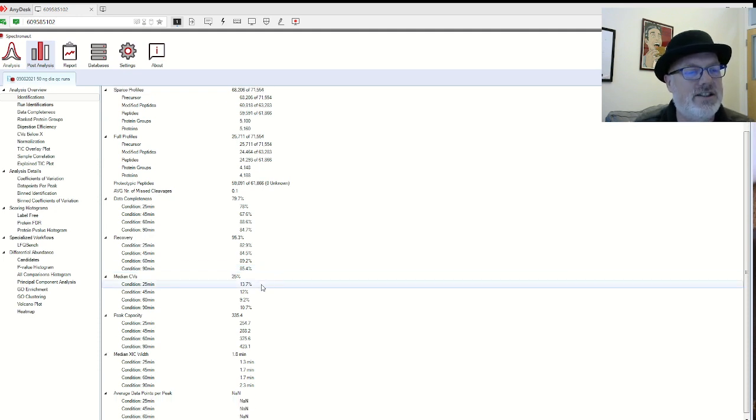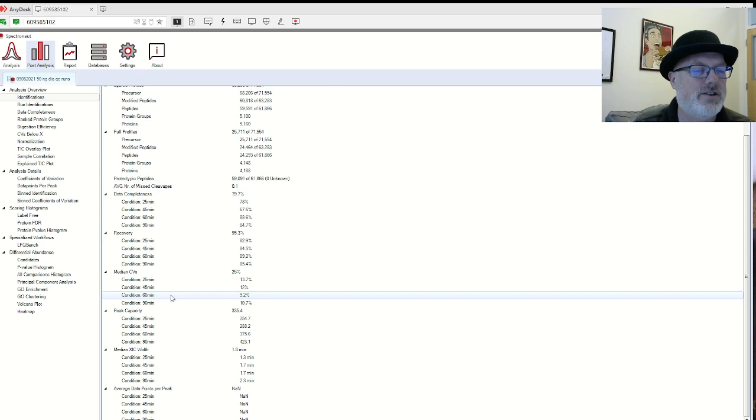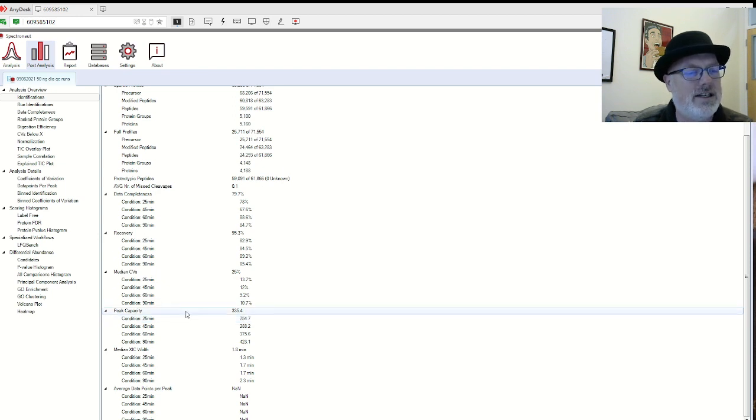This is the CVs across our different run lengths. You can see they're a little lower in the 60-minute runs, higher in the 90. That's interesting. You would expect the more points across the peak you have, the lower your CVs are going to be. But there are other things that go into CVs. Peak capacity, I guess you can put your little mouse over that. Does that tell you how peak capacity is measured? Doesn't look like it. That is defined in the manual somewhere.